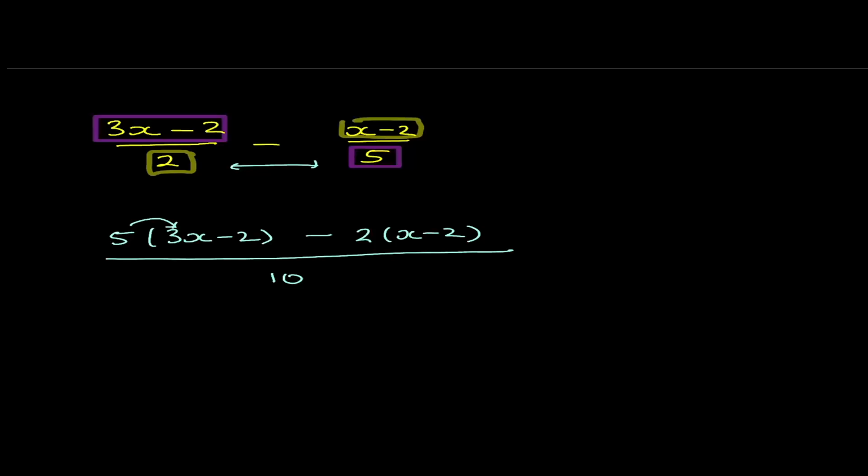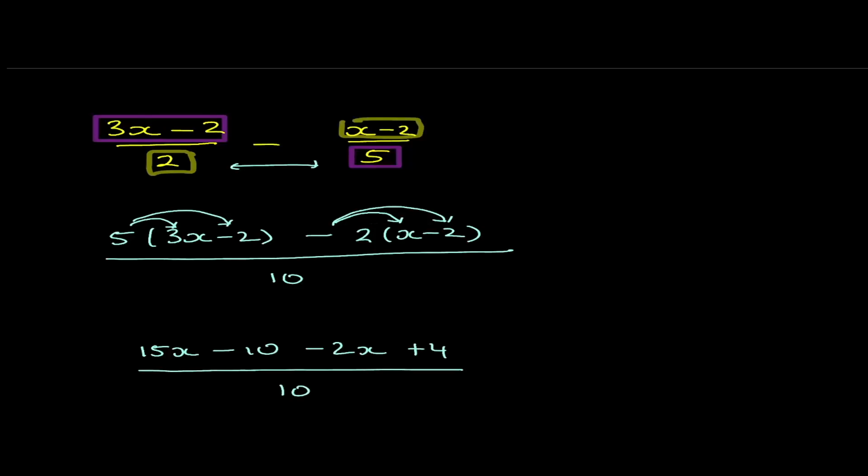Let's multiply out my brackets. So 5 times 3x is 15x. 5 times 2 is neg 10. Be careful of the negatives here. That would be neg 2x. And especially over here, neg 2 times neg 2 is positive 4, all over 10.